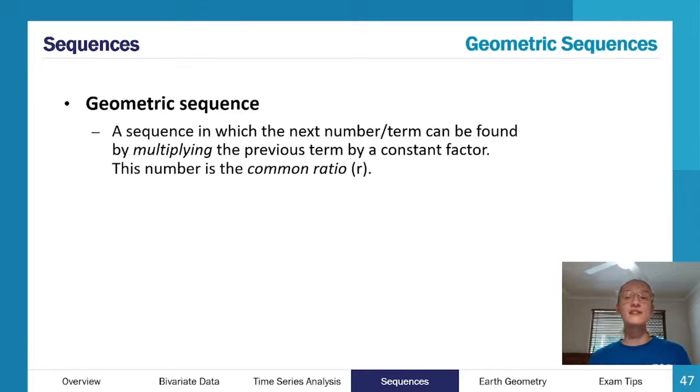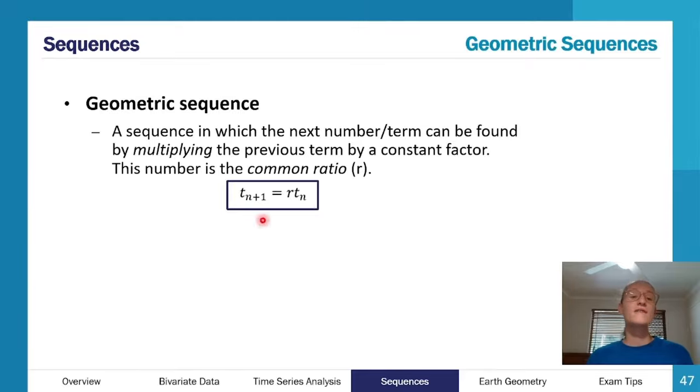With arithmetic sequences, we were interested in adding the common difference each time, whether it was positive or negative. But here, we're not adding anymore, we're multiplying, and we're not looking at the common difference, we're looking at the common ratio, which is r. So that's our difference with geometric sequences.